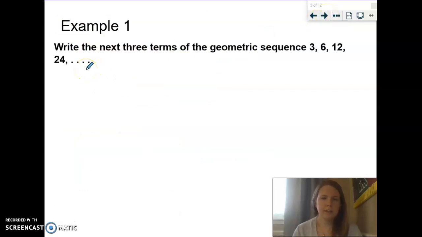All right, so here is example 1. It says write the next 3 terms of your geometric sequence. So what we need to do is find the common ratio. What is happening between these numbers?